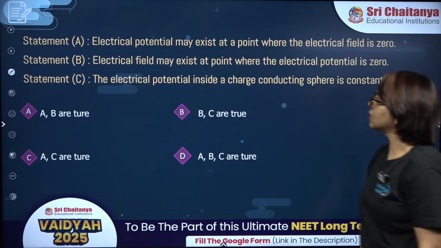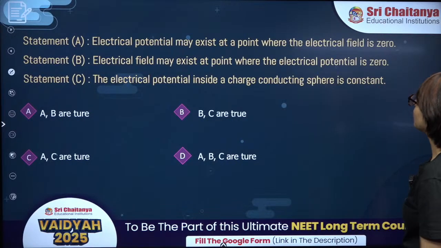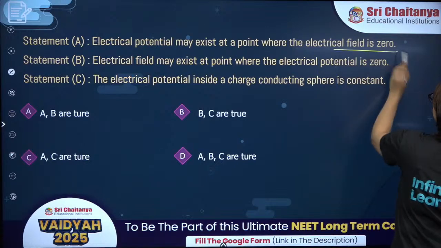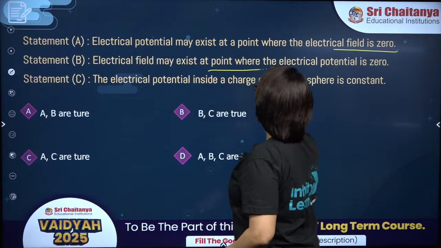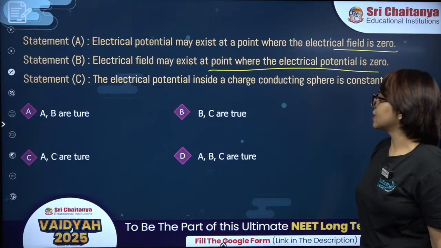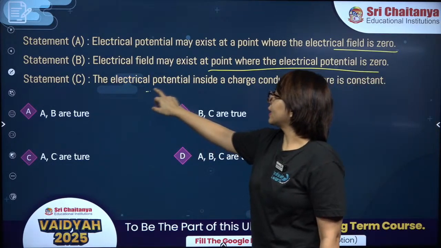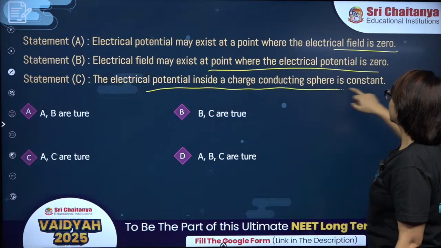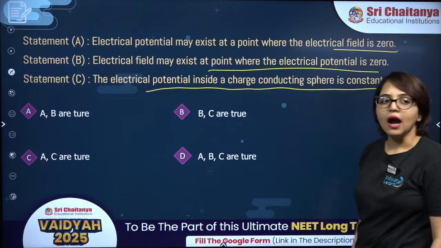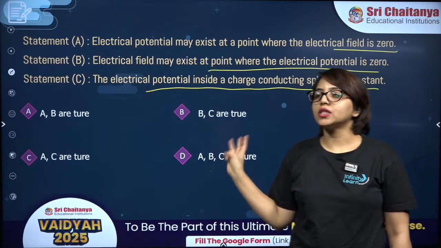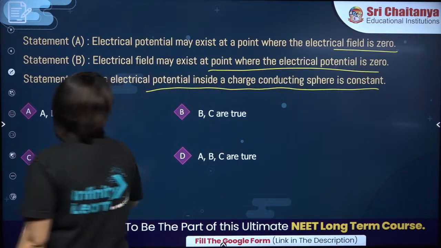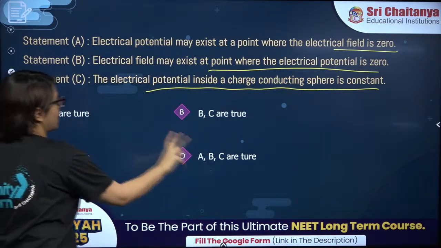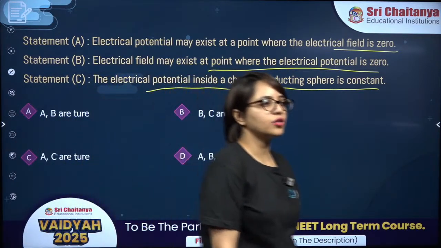Statement A. Electrical potential may exist at a point where the electrical field is 0. Statement B. Electric field may exist at a point where the electrical potential is 0. Statement C. The electrical potential inside a charged conducting sphere is constant. Out of these three statements, which of these statements are correct? A and B are true, B and C, AC, and A, B and C are true.